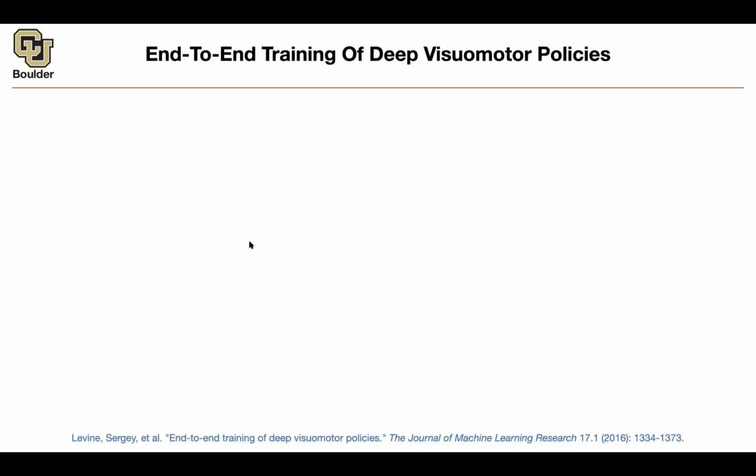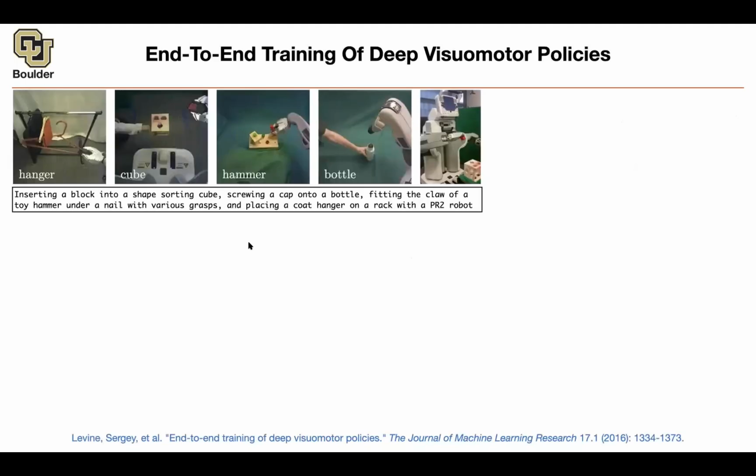So this is what we want to do now. And what are the tasks? For instance, a task could be of a robot working at your home, could be inserting a block into a shape sorting cube. So take that block, put it in the shape sorting cube, screwing a cap onto a bottle, like what you see in this image, fitting the claw of a toy hammer under a nail. So this is what is happening here. And placing a coat hanger on a rack, like what you see here.